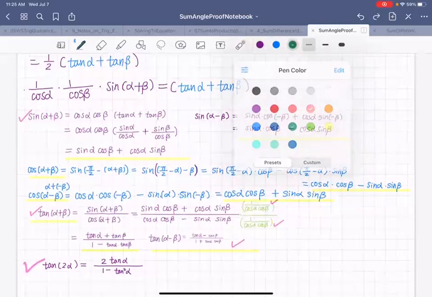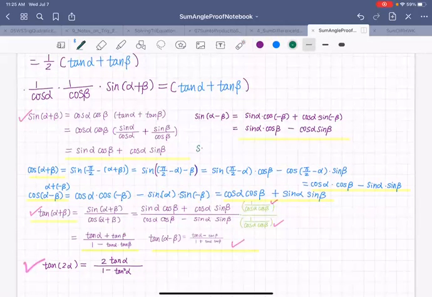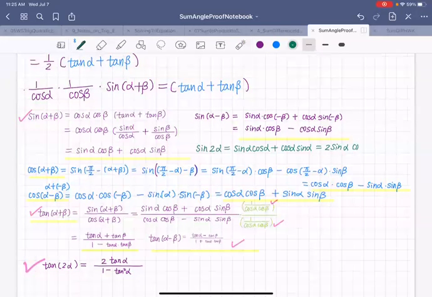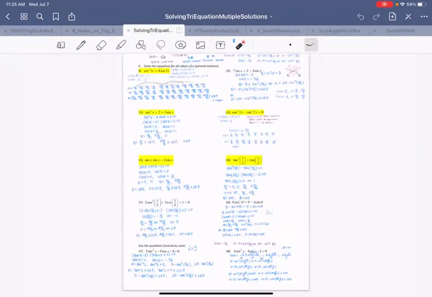The double angle formula: if alpha equals beta, then sine 2 alpha equals sine alpha times cosine alpha plus cosine alpha times sine alpha, because beta and alpha are equal. This is 2 times sine alpha cosine alpha, just like what we did earlier.